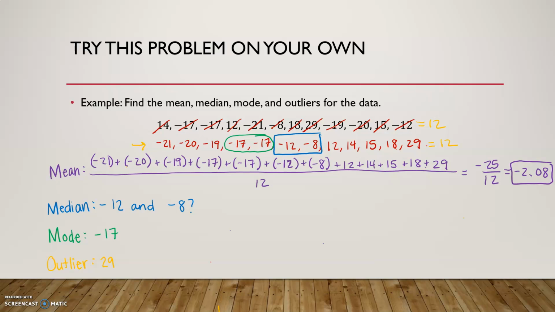For the mean, I just took all my data points and added them together. When I did that, I got negative 25. And then there are 12 items, so I divided by 12. That gave me negative 2.08.